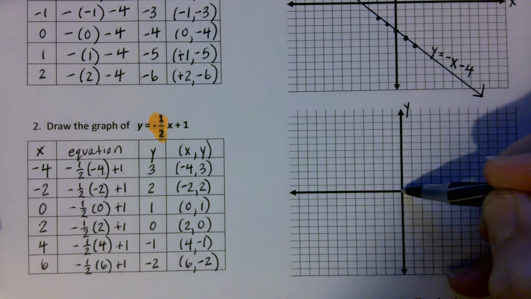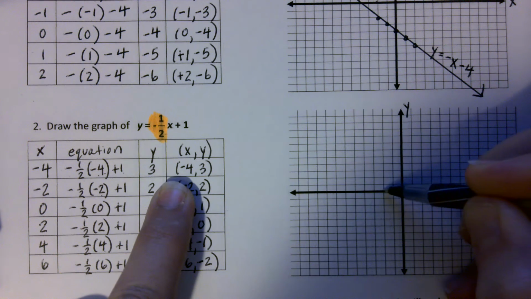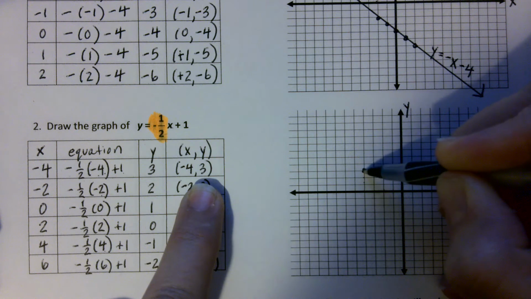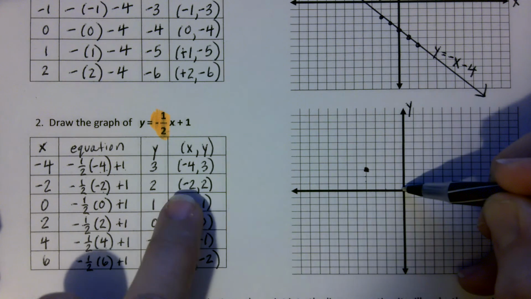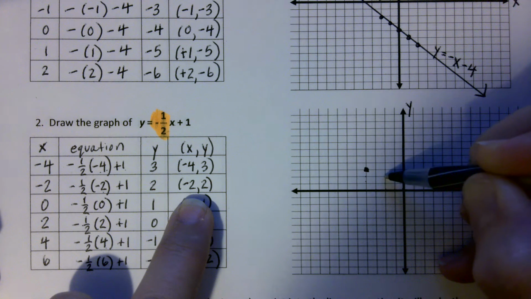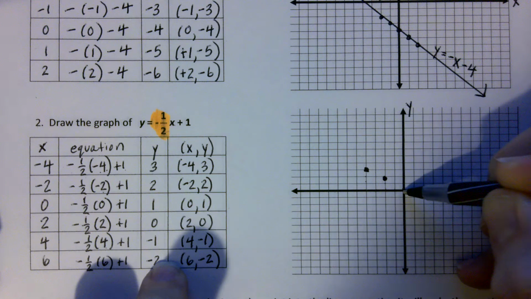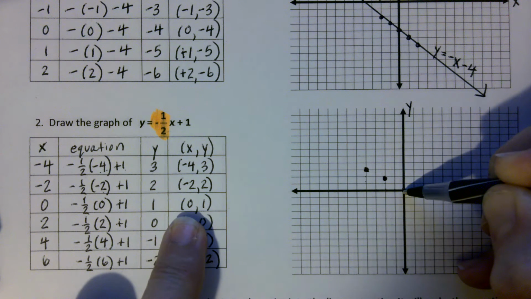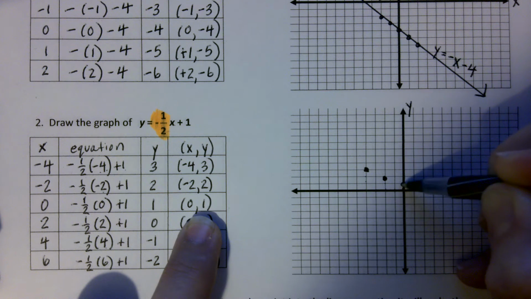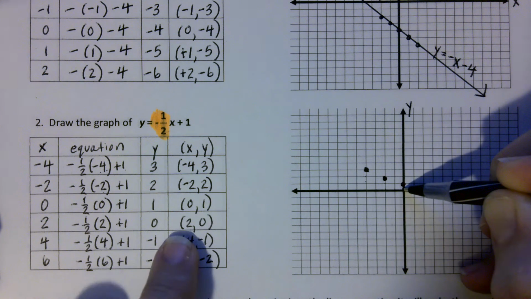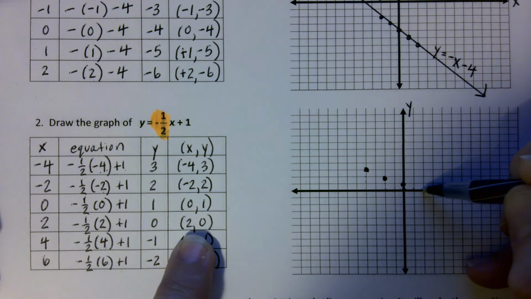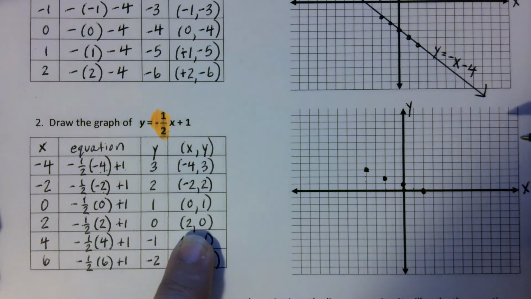And I start at the origin when x is -4, 4 to the left. When y is 3, 3 up, and put a dot. Start at the origin again when x is -2, 2 to the left, and y is +2, 2 up. Start at the origin again when x is 0, I don't move left or right, and the y is 1, so I move up 1. Start at the origin when x is 2, I move 2 to the right. When y is 0, I don't move up or down, so I just stay there.